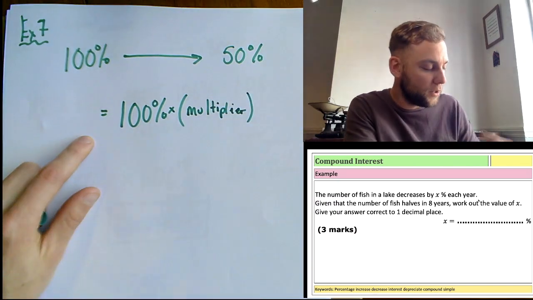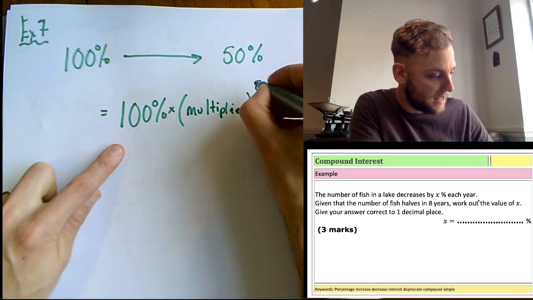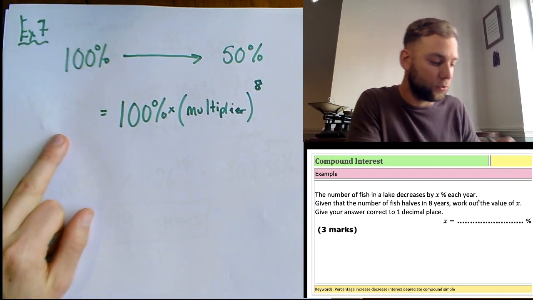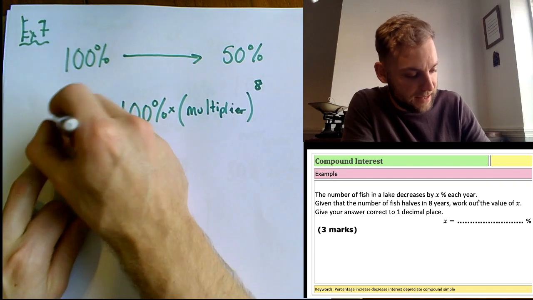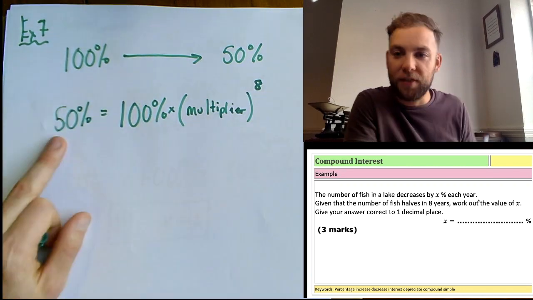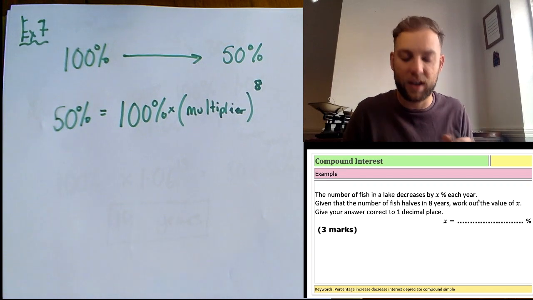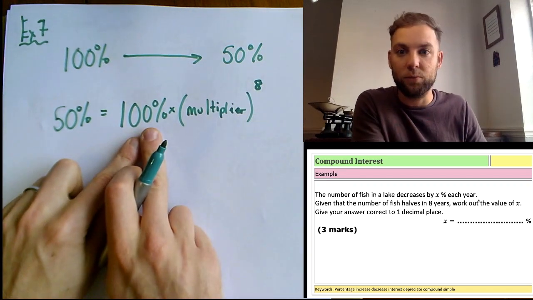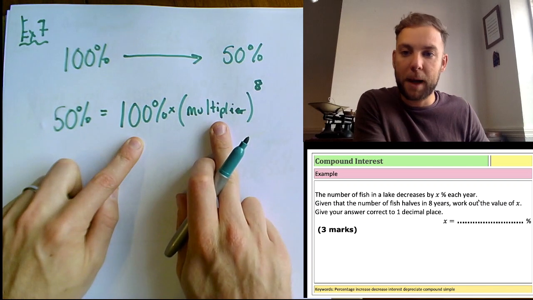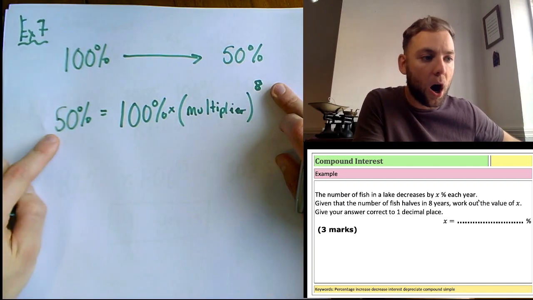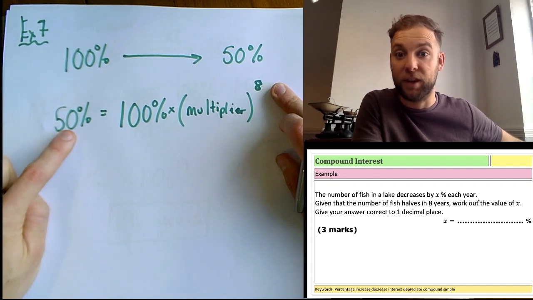So the power of my number of years, which in this case is equal to 8. And I know that's equal to 50%. Okay? Now this is why it's hard. I'm forming an equation using the things I've got. So my original amount, which is 100%, times my multiplier to the power of the number of years is equal to half of the number of fish, so 50%.